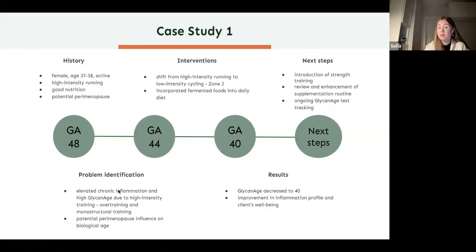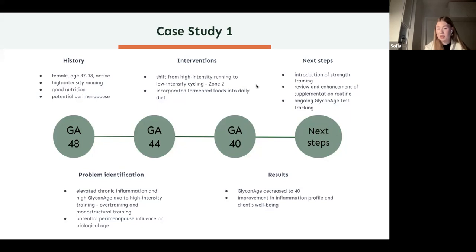And the key problem that we identified here is that her chronic inflammation is elevated because of the high intensity training. So she was overtraining and she was doing monostructural training, so only running. And also potential perimenopause could be an influence on her biological age. So what we advised her to do was to shift from high intensity running to low intensity cycling. This was the first change that we introduced because we do believe in slow changes and in small number of changes for our clients. And another thing that we advised her to introduce was to incorporate fermented foods into her daily diet.